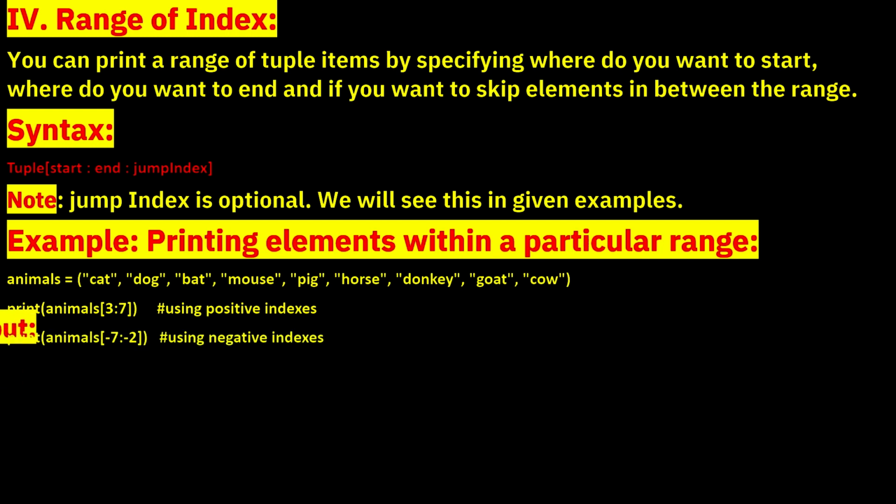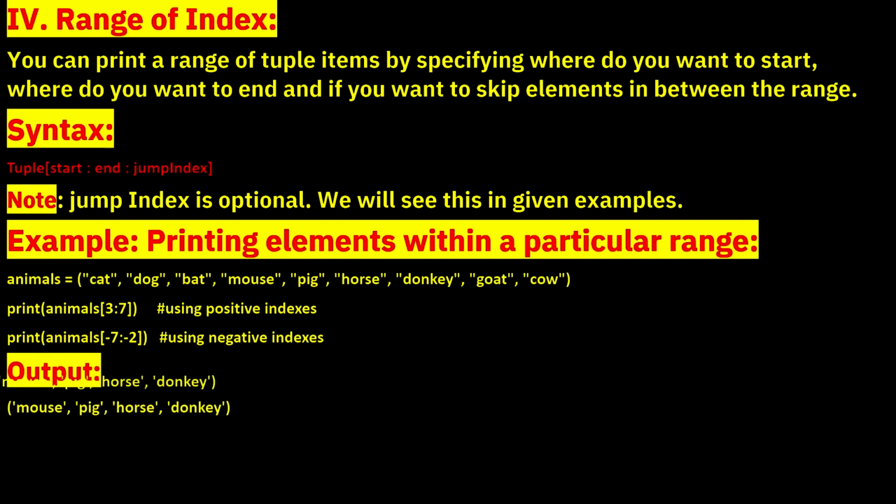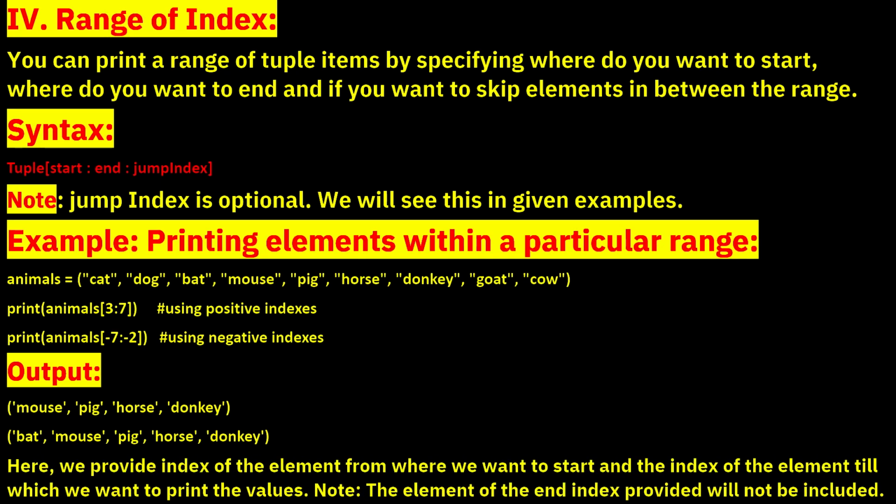Example: printing elements within a particular range. animals = ("cat", "dog", "bat", "mouse", "pig", "horse", "donkey", "goat", "cow"). print(animals[3:7]) using positive indexes. print(animals[-7:-2]) using negative indexes. Output: mouse, pig, horse, donkey. Bat, mouse, pig, horse, donkey.